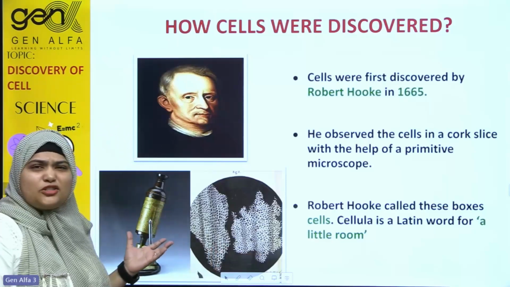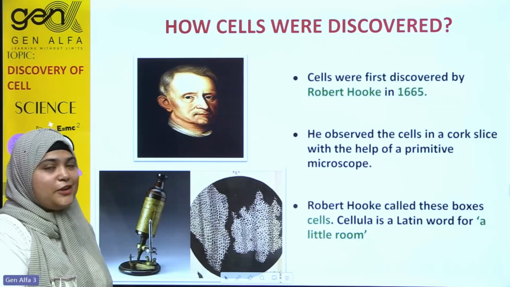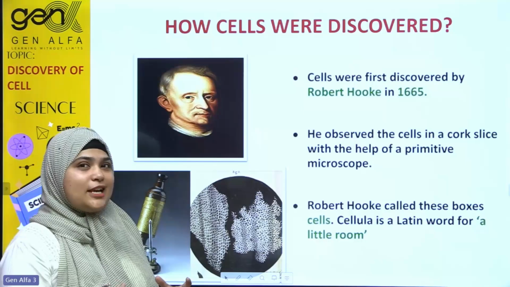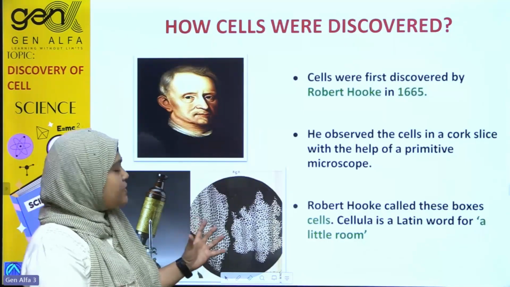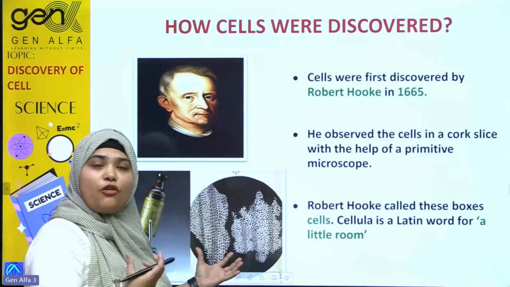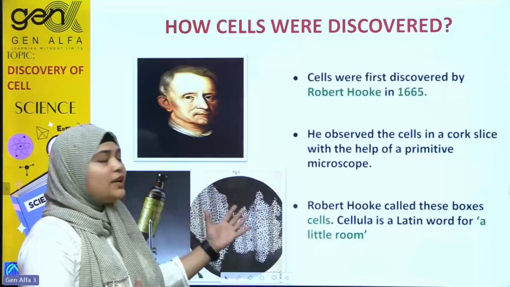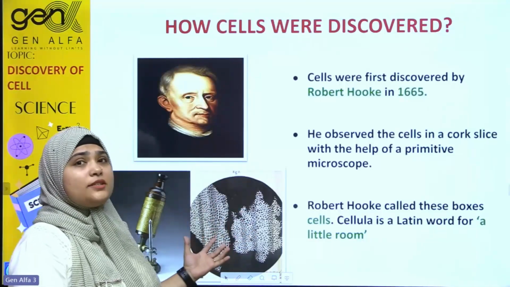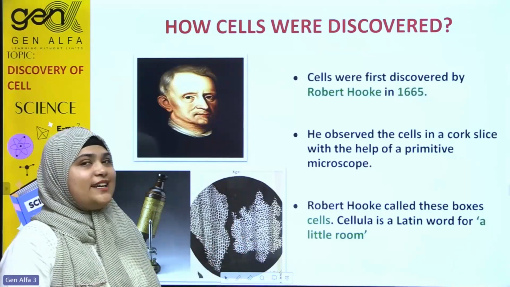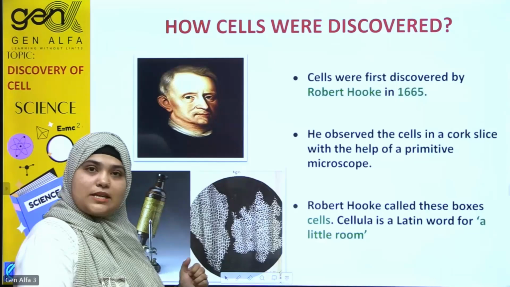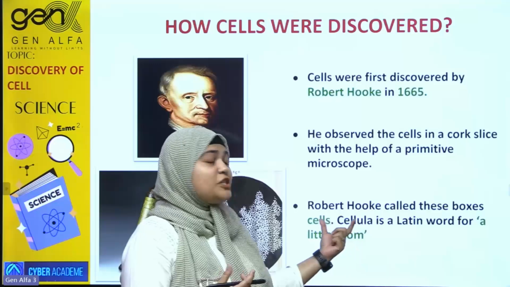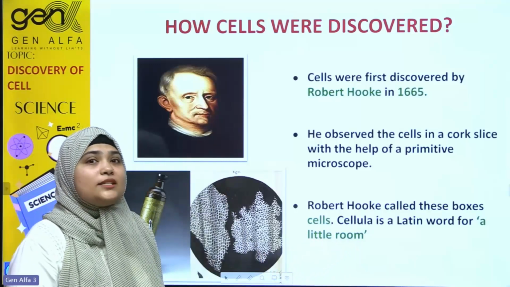You will think that this is not a fancy microscope. Yes, but it was good enough. It was powerful enough to see a very thin slice of cork. What he observed inside this structure was that the thin slice of cork is made up of small compartments. These structures reminded him of small rooms in a monastery. After that, he named them cells. The word cell came from the Latin word cellula, which means little room. So this is how the cells were discovered.